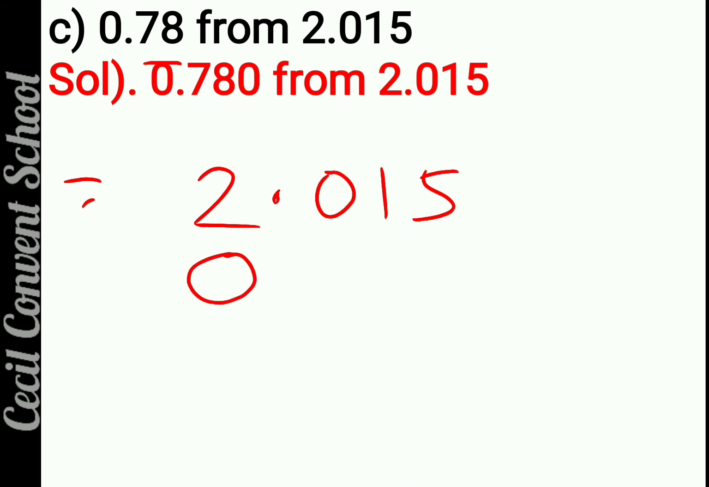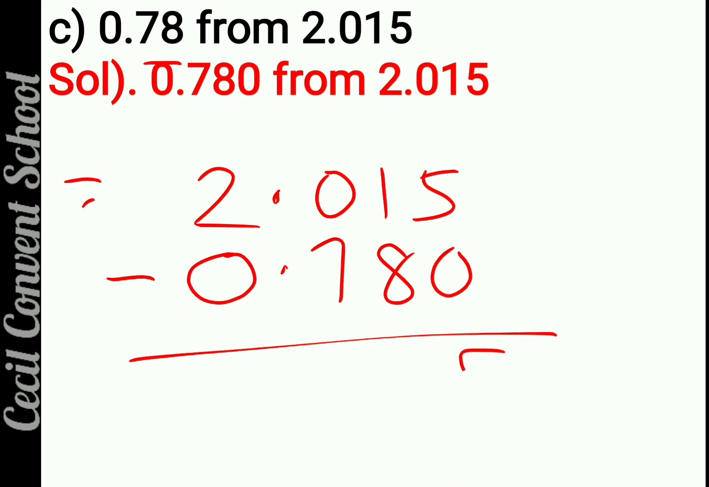It is having 2 digits after decimal. The other is having 3. So we put 1 zero over here. Clear? Then we will subtract. So you always take the number which is after from. So 2.015, then 0.780, minus them. 5 minus 0 is 5.